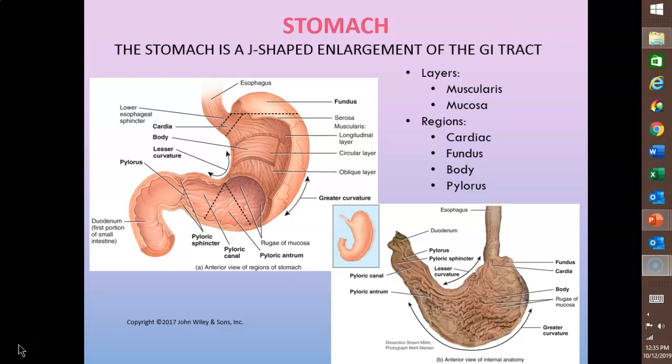Now, when the stomach is pushing food out into the small intestine, it's going to pass through an area that is a sphincter. You know what a sphincter does. It opens and closes, and this is the pyloric sphincter. So it allows food to pass from the stomach into the first part of the small intestine, which is the duodenum.